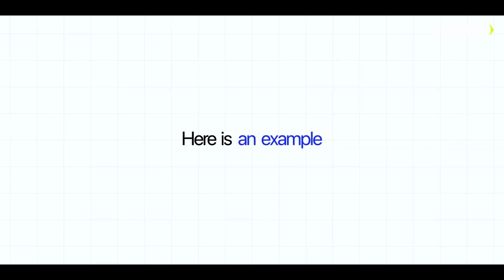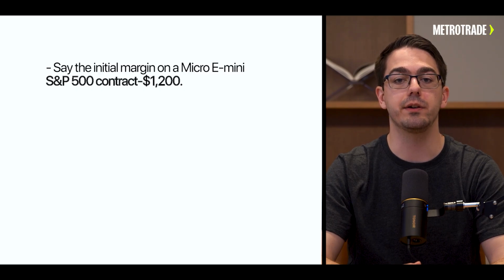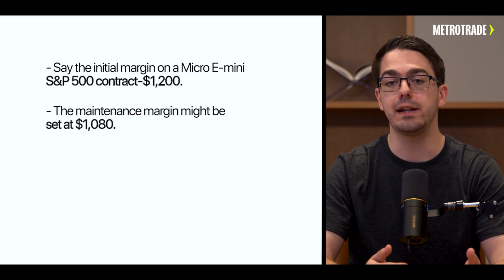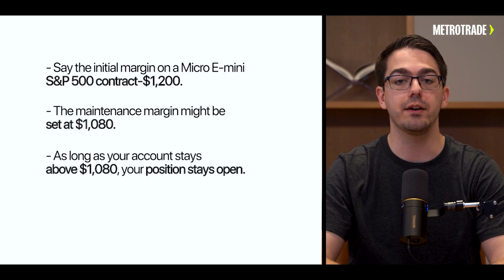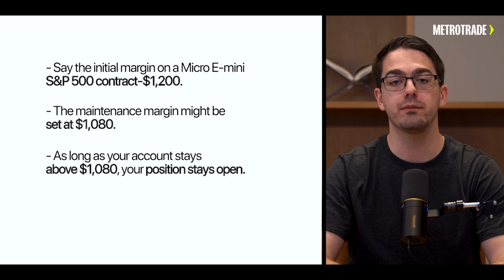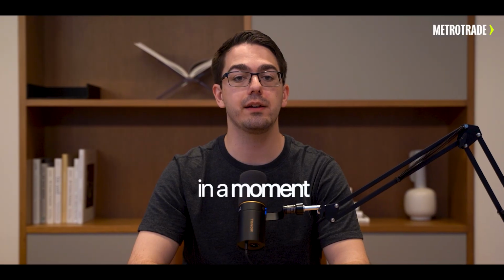Here's an example. Say the initial margin on a micro S&P 500 contract is $1,200. The maintenance margin might be set at $1,080. As long as your account stays above $1,080, your position will stay open. If it drops below that level, you'll receive a margin call. We'll cover that in a moment.